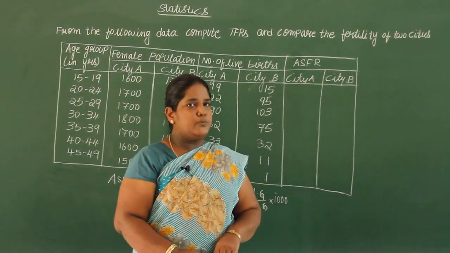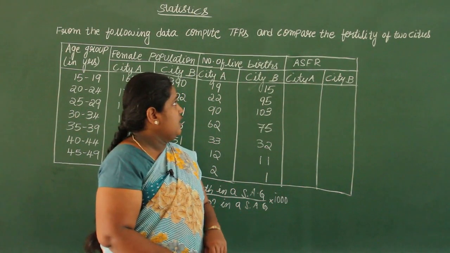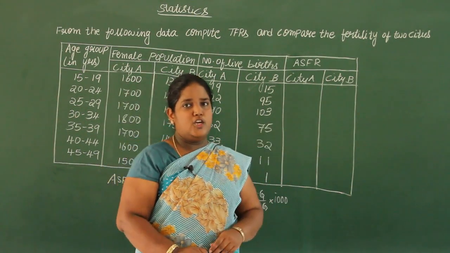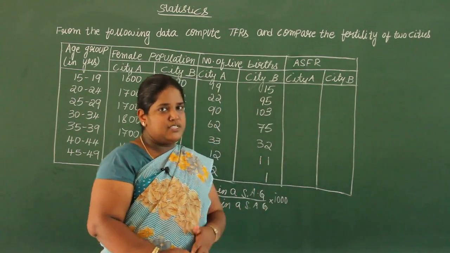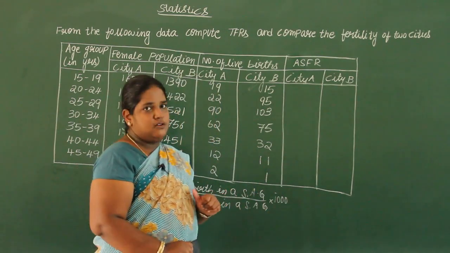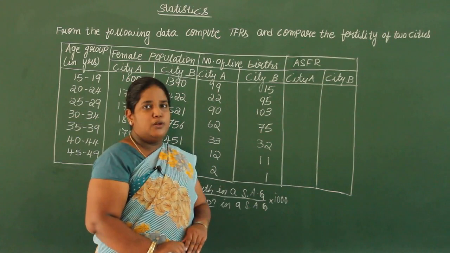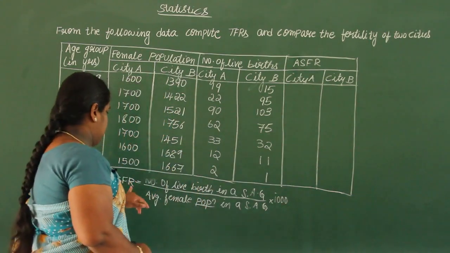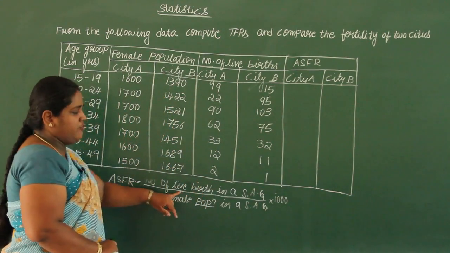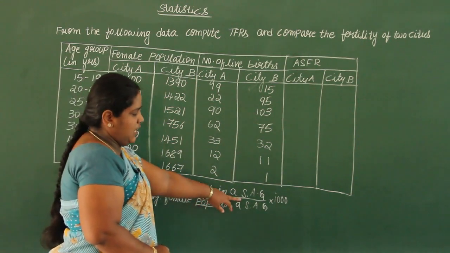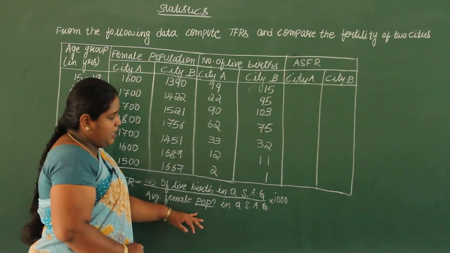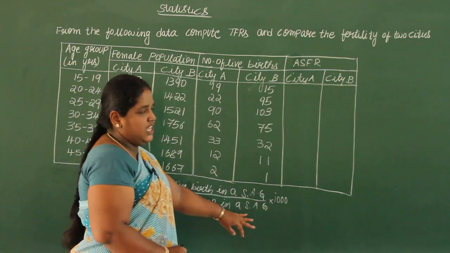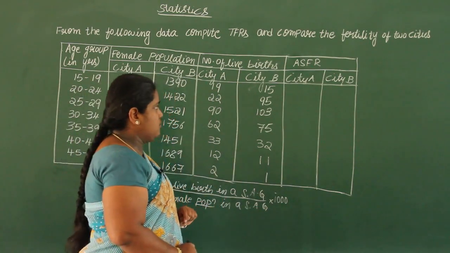Now we'll start with the problem based on the total fertility rate and comparing the fertility of the two cities. It is similar to the previous problem, only the numbers have changed. So what is the first step? We have to write the formula for the ASFR. ASFR is number of live births in a specific age group in a year divided by average female population in a specific age group in a year, into 1000.